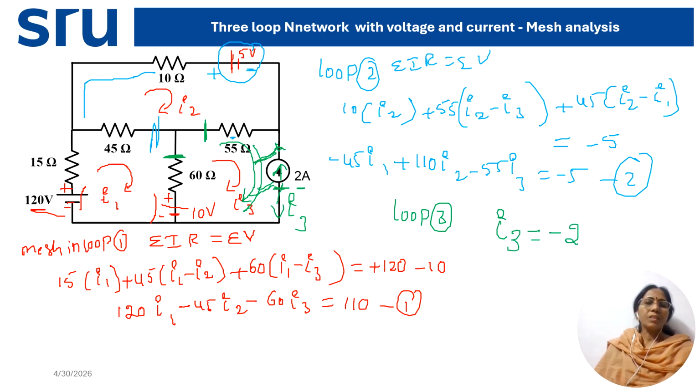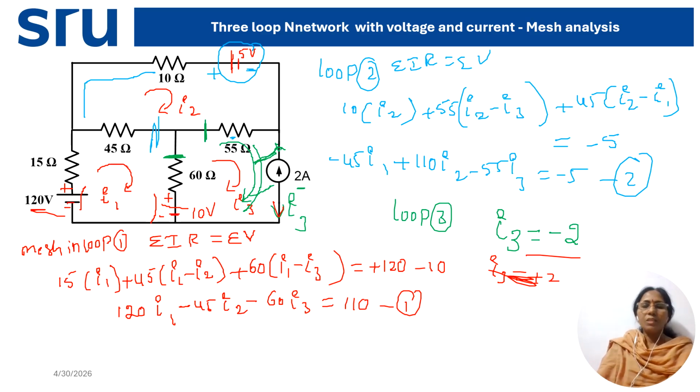Let us represent this current with a downward direction, using red color. If this current is downwards, then I3 is the same as plus 2 ampere, but in the problem it is represented upwards. That's why I am taking the minus sign. So what is I3? It is minus 2 ampere.